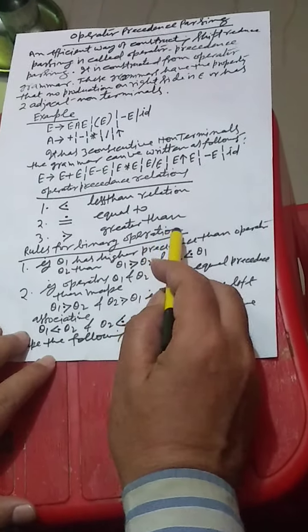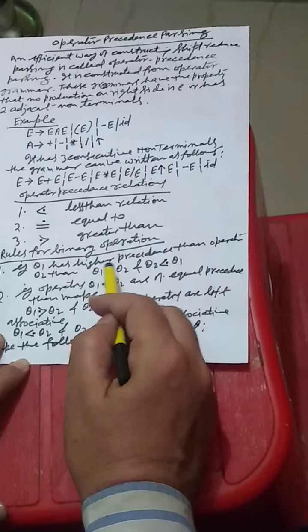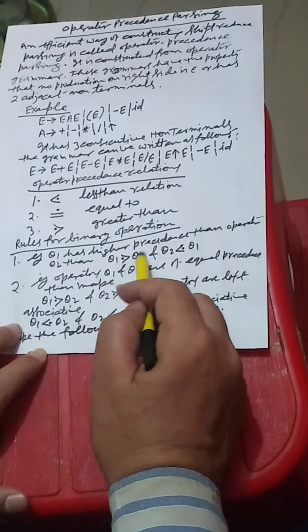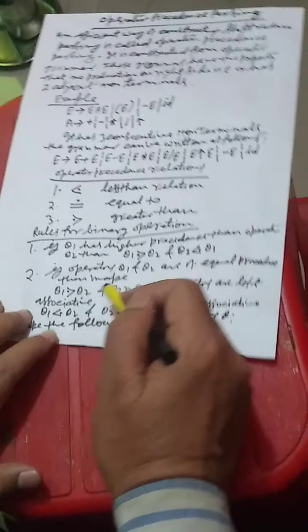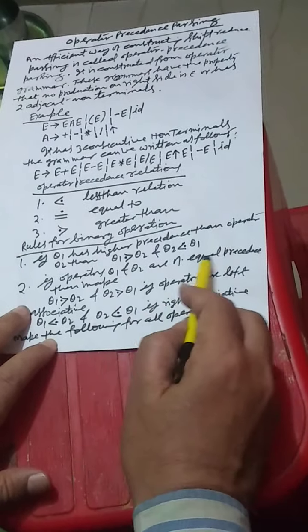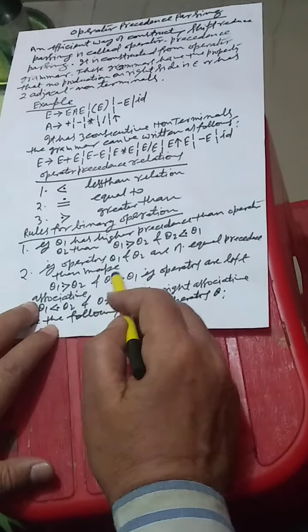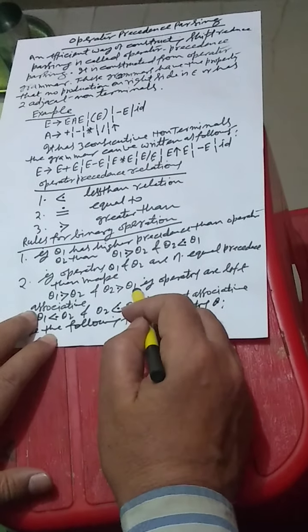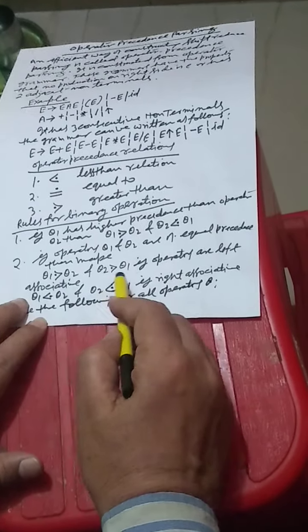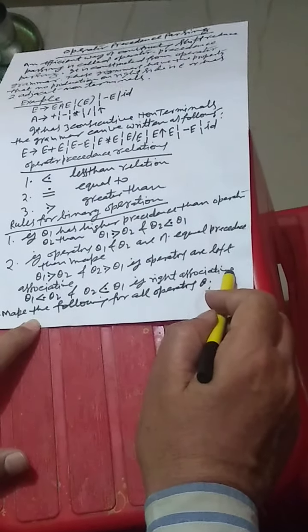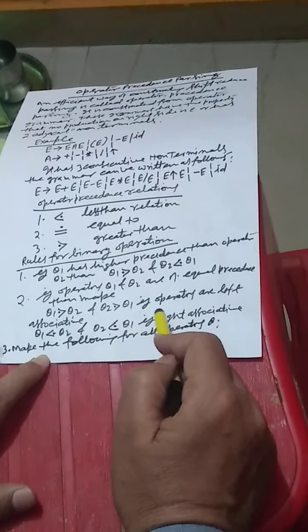Rules for binary operations. If theta 1 has higher precedence than operator theta 2, then theta 1 yields precedence to theta 2, and theta 2 is less than theta 1 in precedence. Second, if operators theta 1 and theta 2 are of equal precedence, then make theta 1 greater than theta 2 and theta 2 greater than theta 1 if the operators are left associative; theta 1 less than theta 2 and theta 2 less than theta 1 if right associative. So in case of equality, we have to follow these two rules for left associative and right associative.